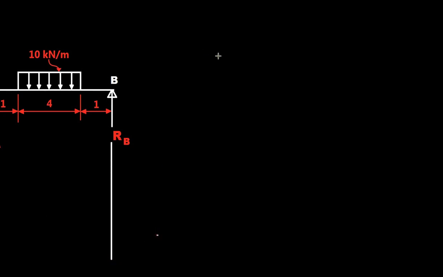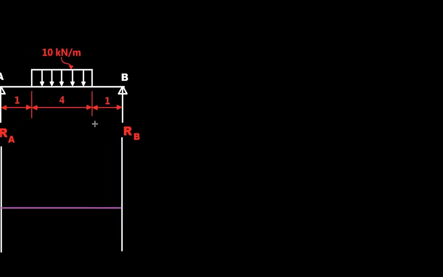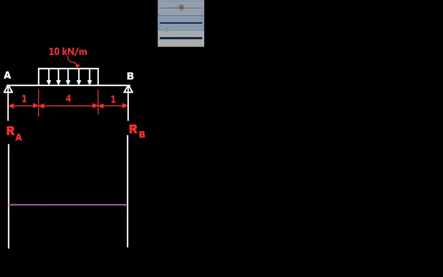Okay, and I'm going to draw a datum line as well to draw the bending moment diagram. And you have the points of intersection of changing loads, which is, you have one change here and you have another change here, which is at the distances of 1 and 5.